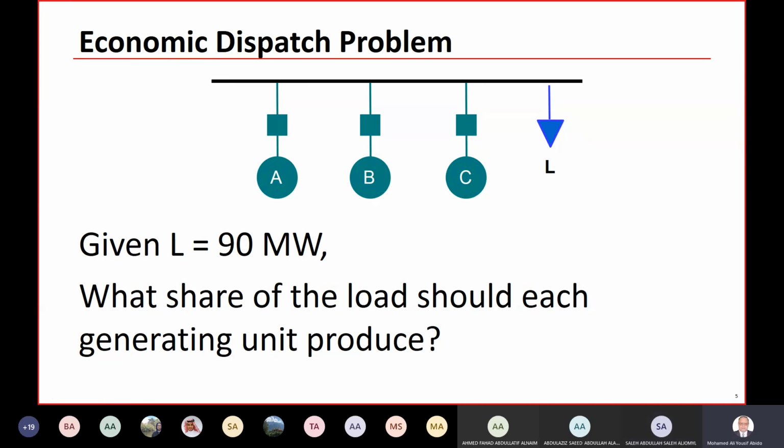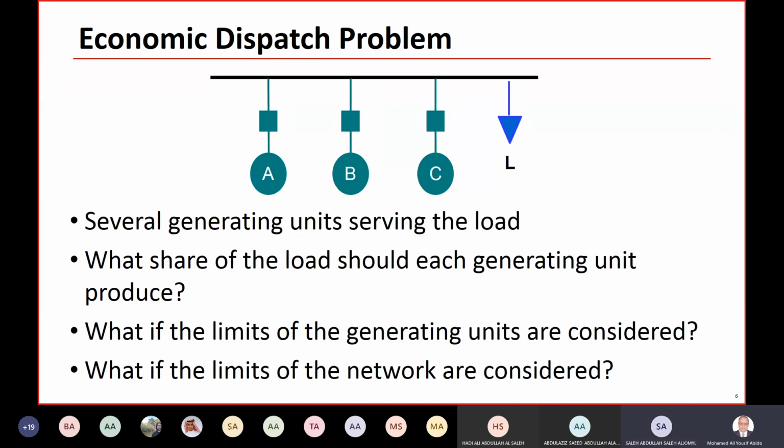Doctor? There are many possibilities. Doctor, I have questions. Okay, raise your hand, please. And I didn't see any hand raised. So, okay, Salah, Abdullah. Yes, Doctor.